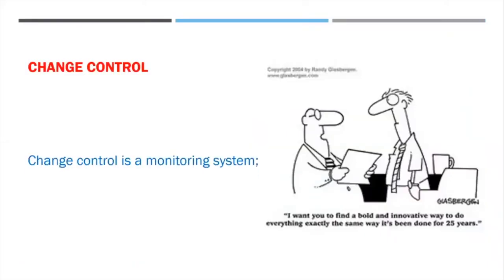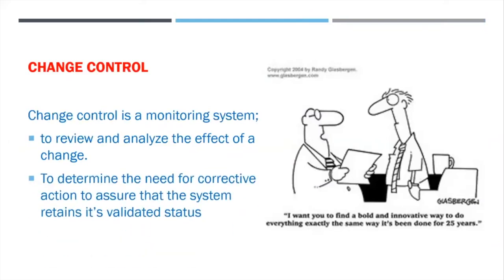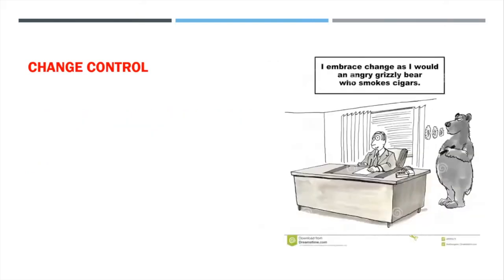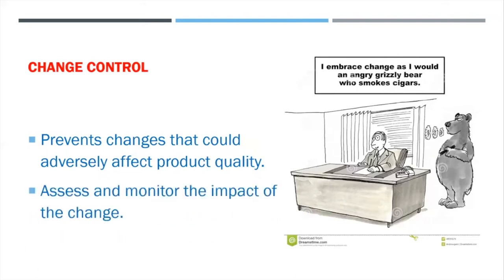So change control is a monitoring system to review and analyze the effect of a change, to determine the need for corrective action to assure that the system retains its validated status after the change. I embrace change as I would an angry grizzly bear who smokes cigars. Prevent changes that could adversely affect product quality. Assess and monitor the impact of the change.